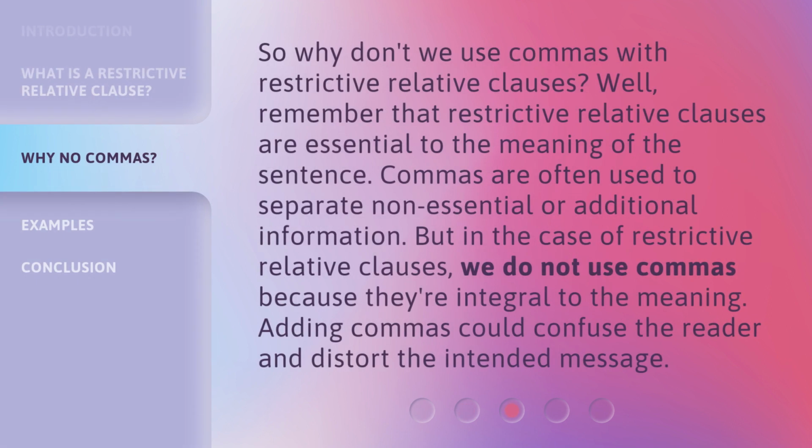So why don't we use commas with restrictive relative clauses? Well, remember that restrictive relative clauses are essential to the meaning of the sentence. Commas are often used to separate non-essential or additional information, but in the case of restrictive relative clauses, we do not use commas because they're integral to the meaning. Adding commas could confuse the reader and distort the intended message.